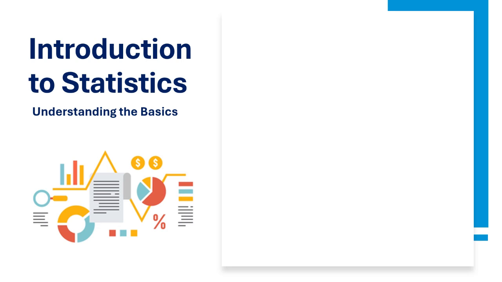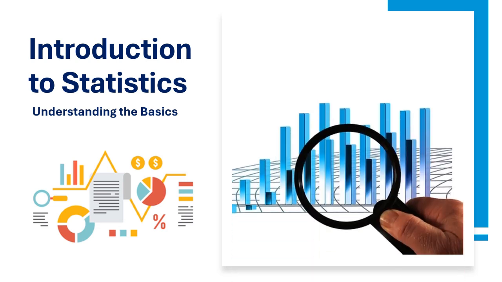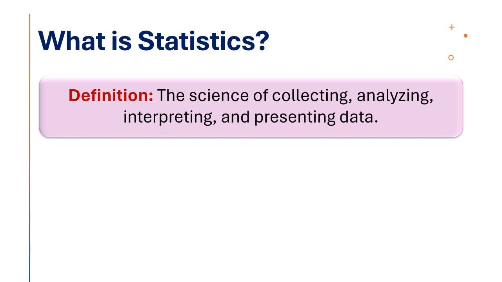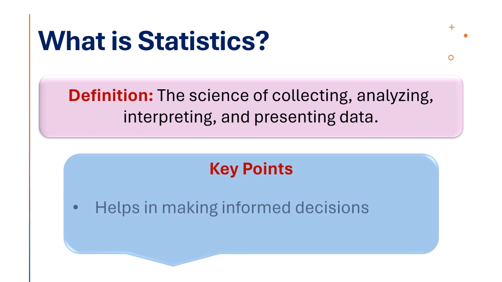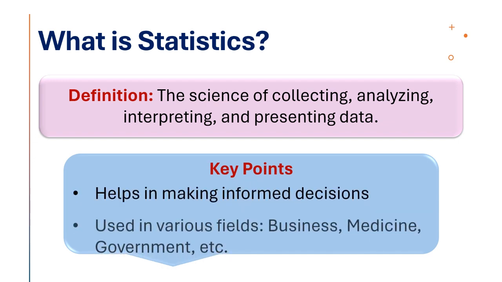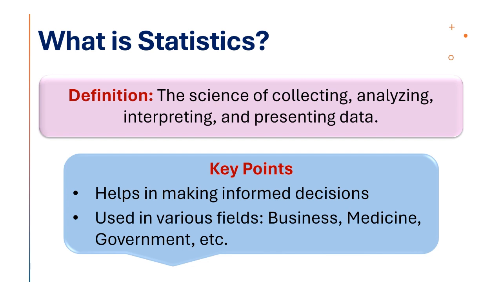Today, we'll be covering the basics of what statistics is, the different types of statistics, and their importance in various fields. Let's get started. Statistics is the science of collecting, analyzing, interpreting, and presenting data. It helps us make informed decisions by providing a framework for understanding data. Statistics is used in almost every field you can think of, from business and medicine to government and social sciences.